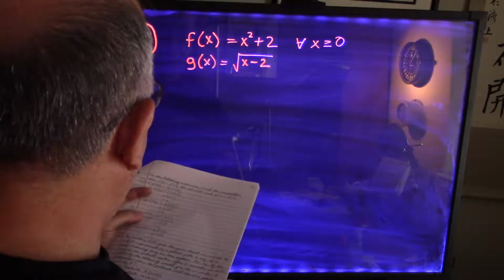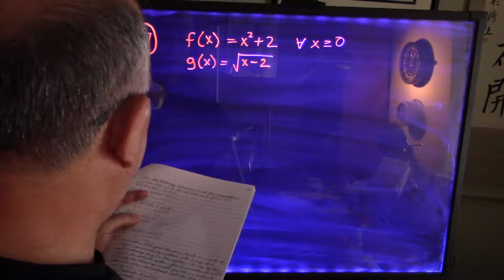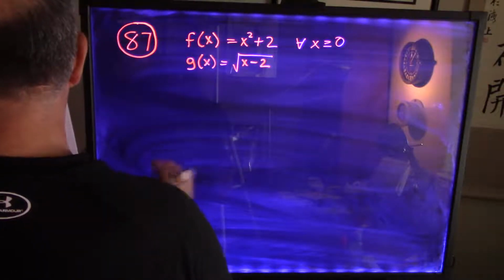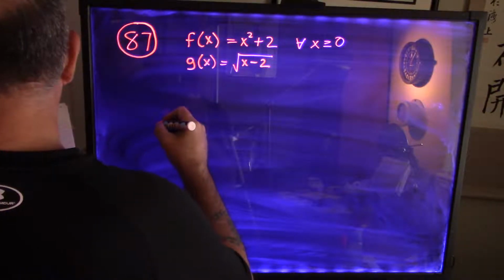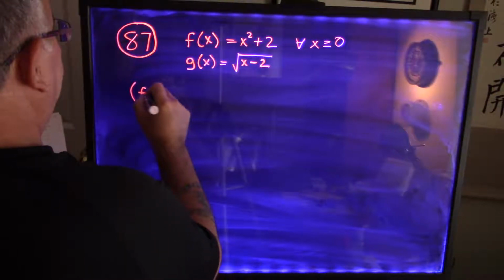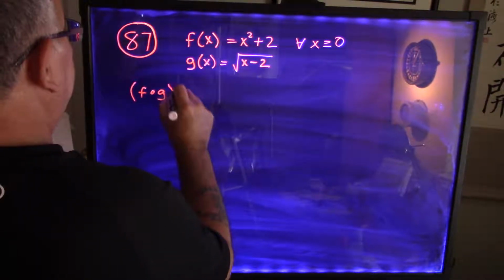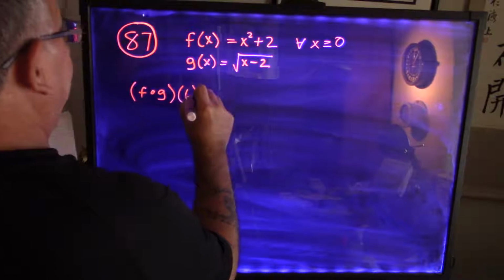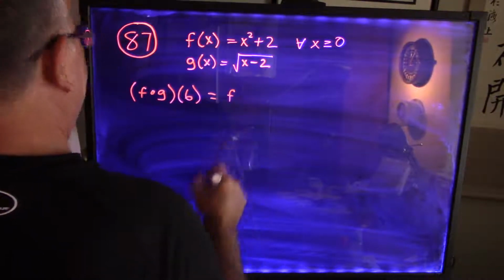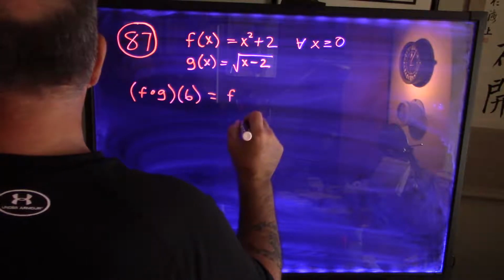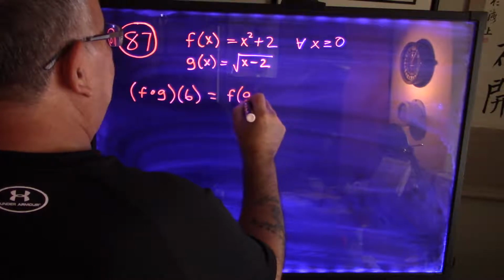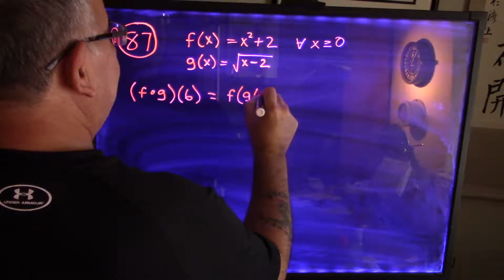So 87. What's the composition we're looking for? F composed with G of 6 and G composed with F of 6. So F composed with G of 6. Fog of 6, right? No, don't use that terminology. F composed with G of 6. I'm going to give you bad habits here, don't do that. F of G of 6.